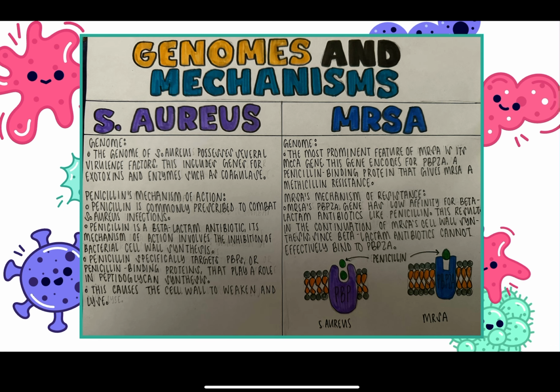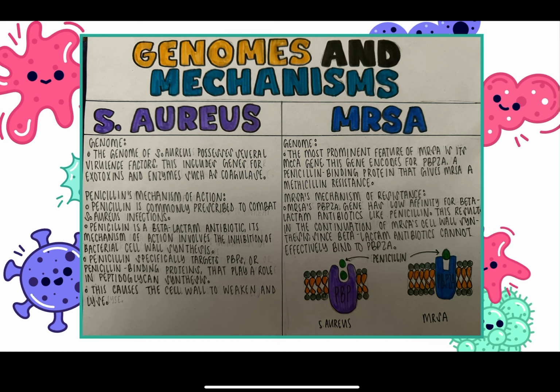Moving over to MRSA, the most prominent feature of MRSA is its mecA gene. So this gene encodes for PBP2A. That might sound familiar from the PBP we talked about with S. aureus. But in MRSA, this penicillin binding protein is actually what causes the methicillin resistance in MRSA. So MRSA's PBP2A has low affinity for those beta-lactam antibiotics such as penicillin that we talked about. So this results in the continuation of MRSA's cell wall synthesis because the beta-lactam antibiotics are not effectively able to bind. And so the bacteria cannot stop the infection from spreading.